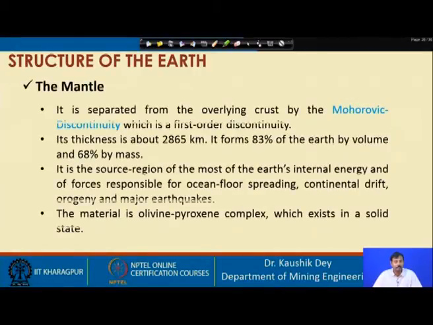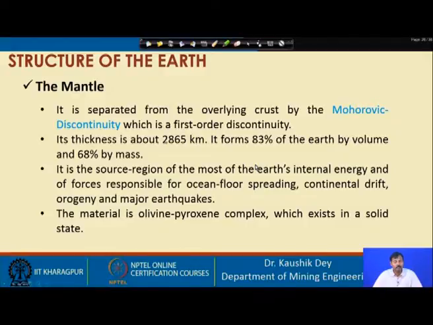Then the mantle part. Basically the seismic activities are mostly carried out in the mantle part. Rarely it is sometimes carried out in the sima part also, but mostly in the mantle part. This mantle basically separates the crust from the outer core, and the mantle is separated from the crust by the Mohorovicic discontinuity, which is a first order discontinuity.